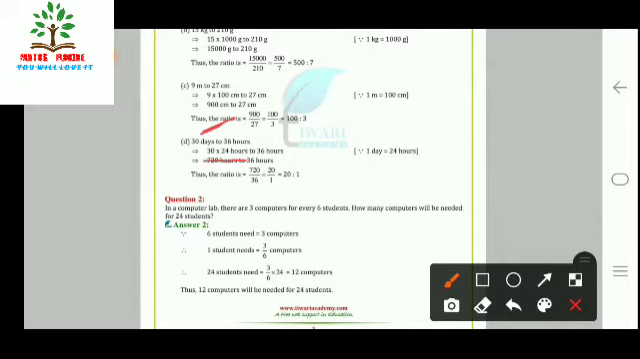So 30 into 24 hours to 36 hours. So we have here 720 hours to 36 hours. So that is 720 upon 36, that is 20:1 is the answer.